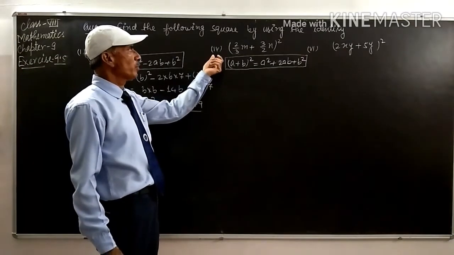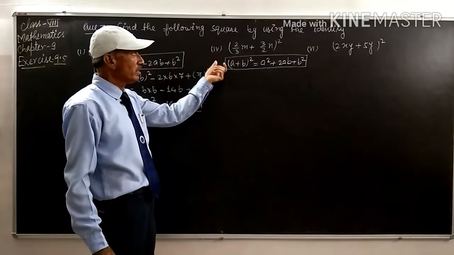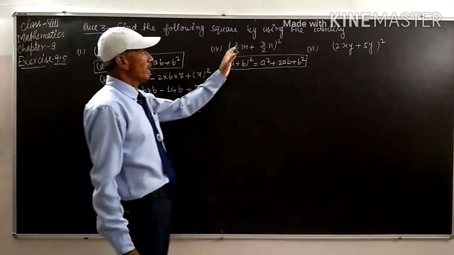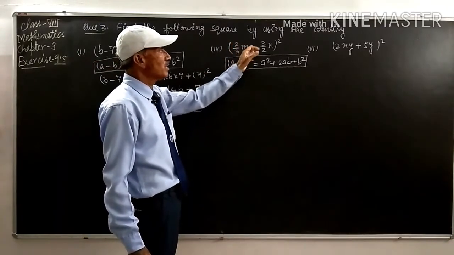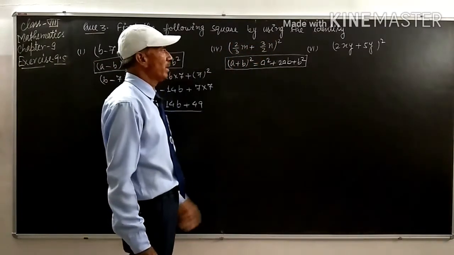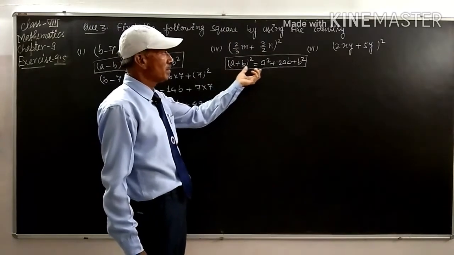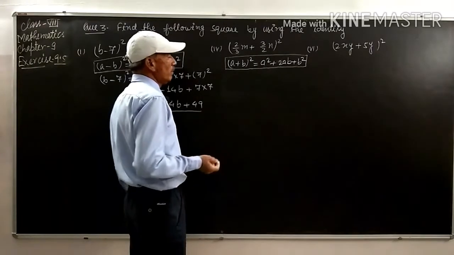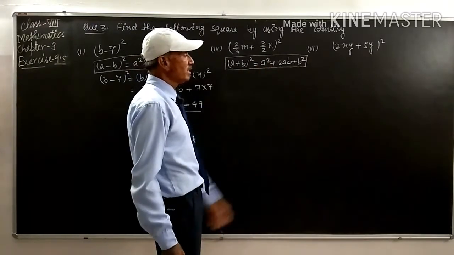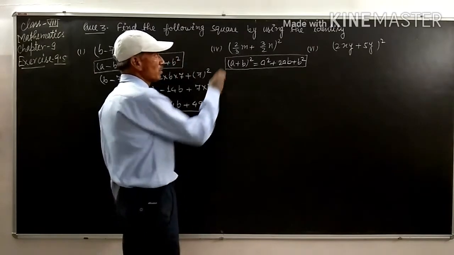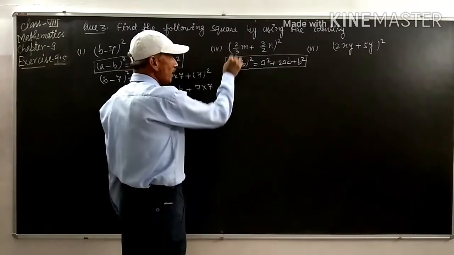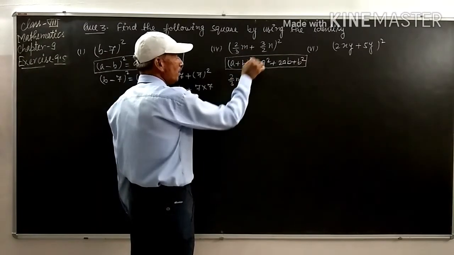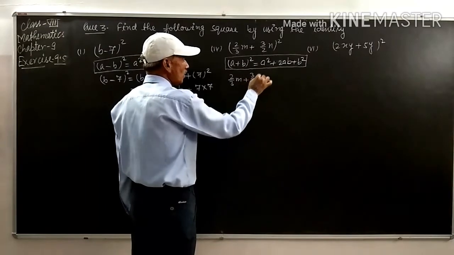This one is fourth part of the question, and in this we have to use identity a plus b whole square, because this one 2 by 3m plus 3 by 2n whole square. So we have to use here a plus b whole square, that is the first identity, and this one expansion of this identity is a square plus 2ab plus b square. Now in place of a there is 2 by 3m, and in place of b there is 3 by 2n.